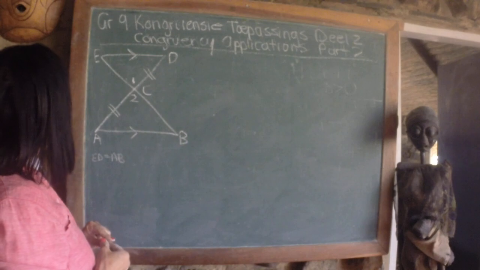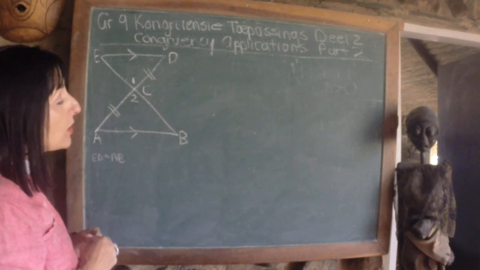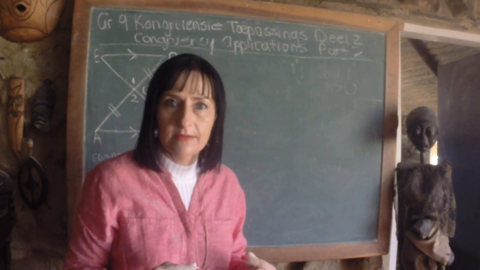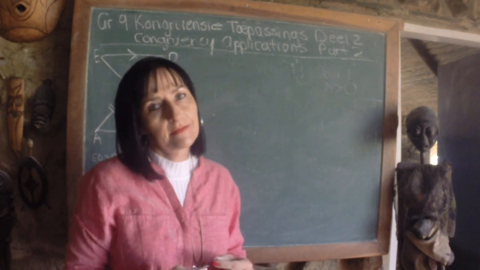But because we know that if we prove triangles to be congruent, they are identical.